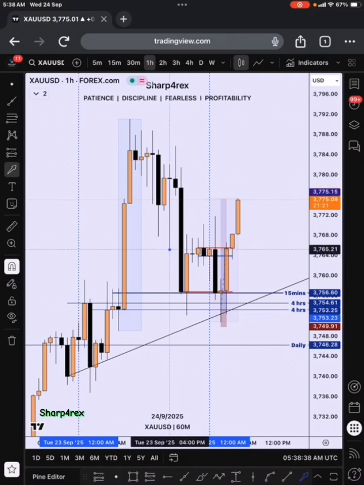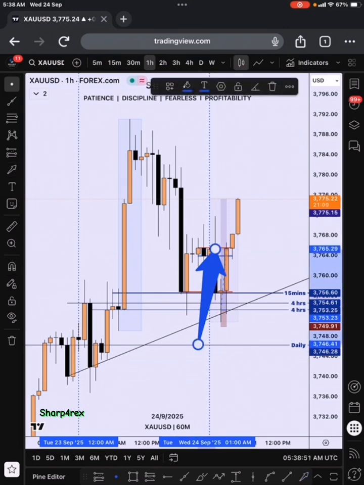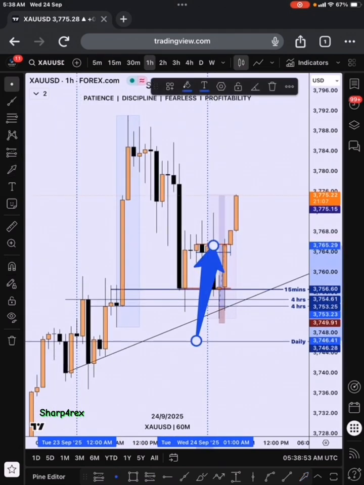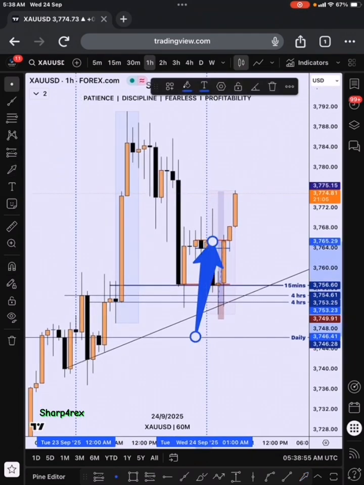By the time I came to the chart, price was somewhere around here. Yes, somewhere. Oh, the magnet is not allowing me to. Price was somewhere.